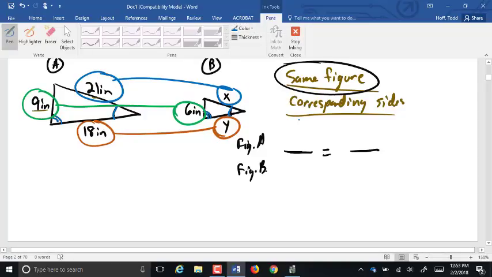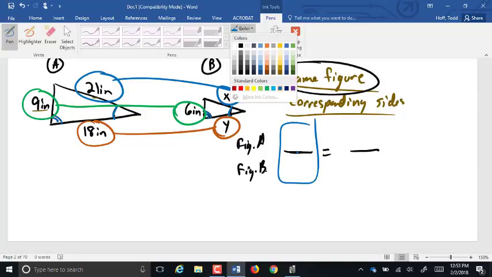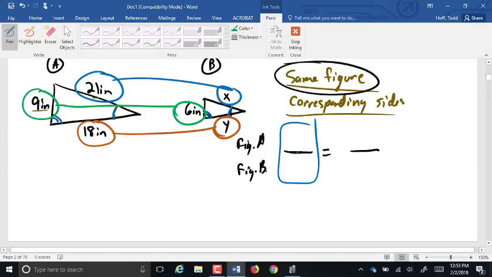So this first one here, first ratio, is going to be the set of corresponding sides that we have both lengths for. We have both numbers for. And what set is that? 9 and 6. Now the 9 is from figure A, so that's going to go on top. 6 is from figure B. So now over here in this ratio, the top number has to be a side from figure A, and the bottom number has to be a side from figure B.